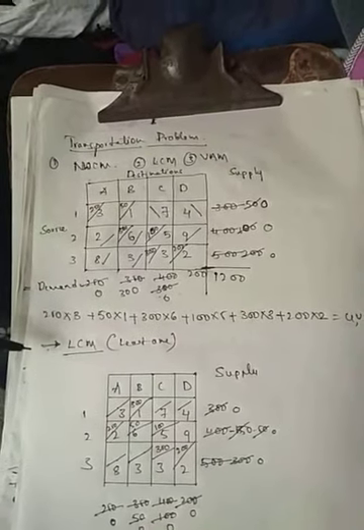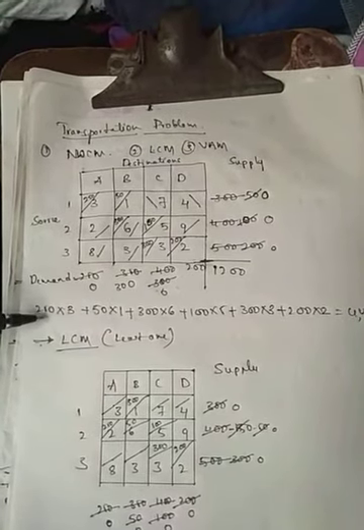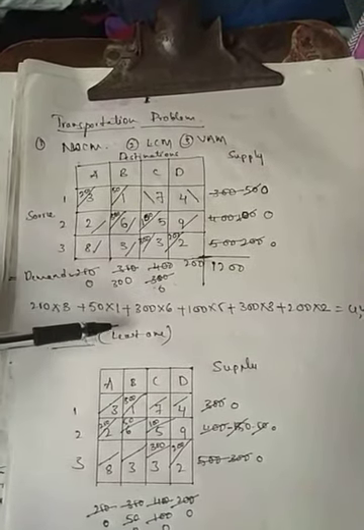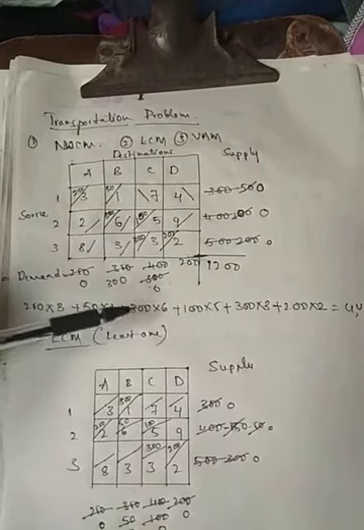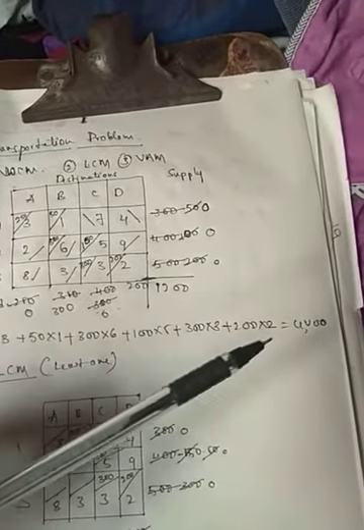After that, we have to calculate how much the answer is, and what answer we get. So that is 250 into 3, and 50 into 1, and 300 into 6, that is 1800. So 500, 900, so 400. The answer we get is 4400.